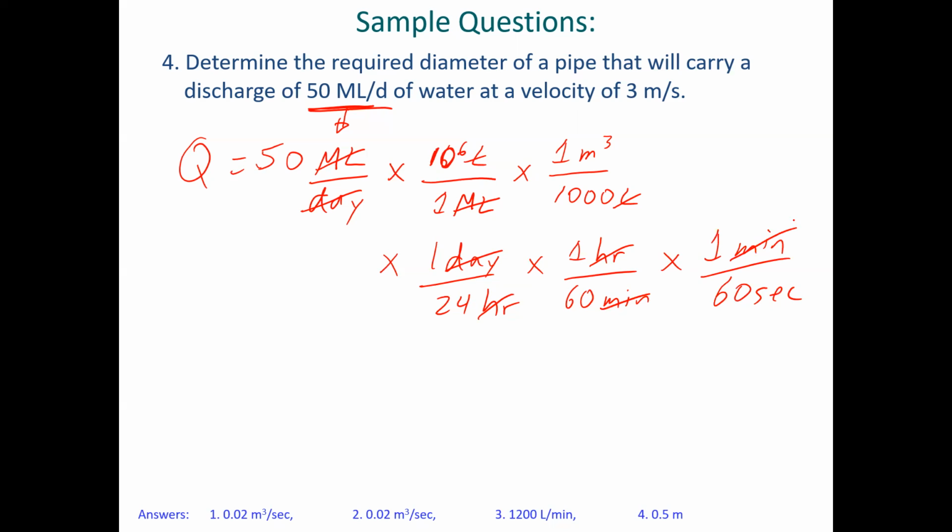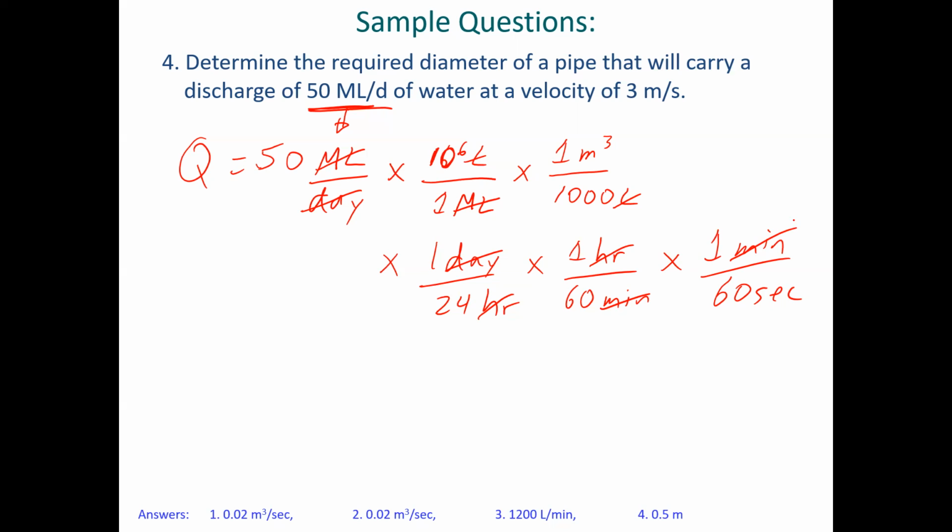So now I have to punch all this into my calculator. Basically that means I'm taking 50 and multiplying it by 1,000,000 and dividing it by 1,000. Then I'm dividing that answer by 24. And then I hit multiply.